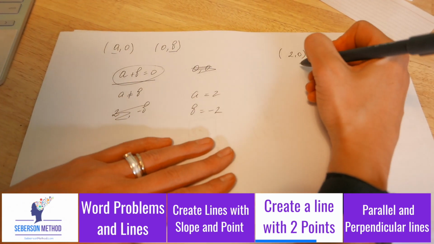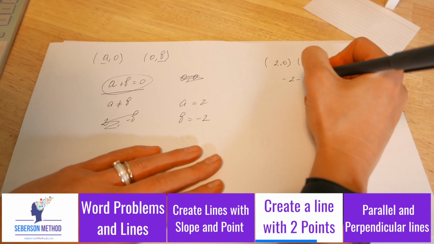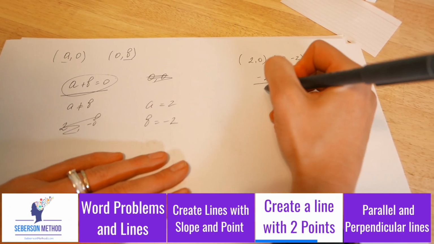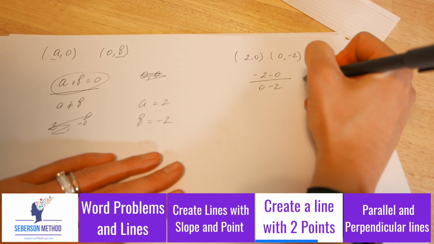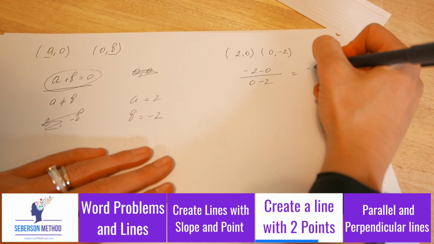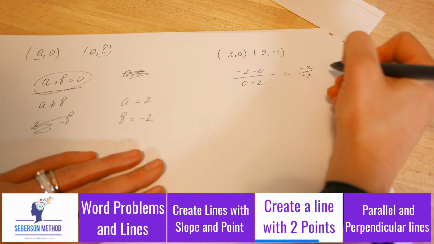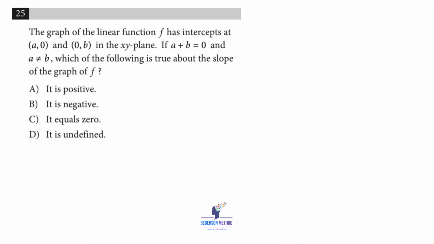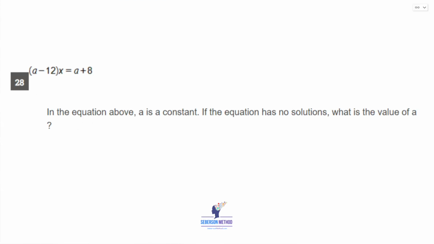Well, we'll use the slope formula. It's going to be negative 2 minus 0 over 0 minus 2. Negative 2 minus 0 is negative 2 over negative 2. Negative 2 over negative 2 is 1. 1 is a positive number, so the answer is A. The slope is positive.